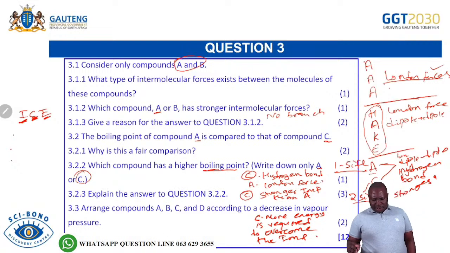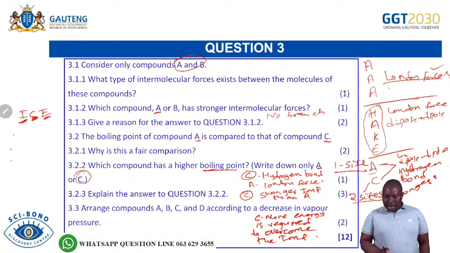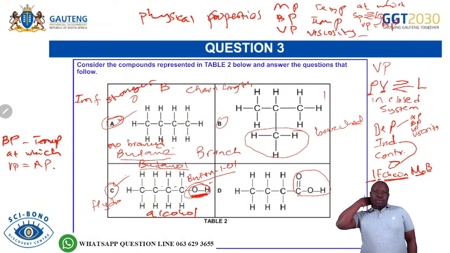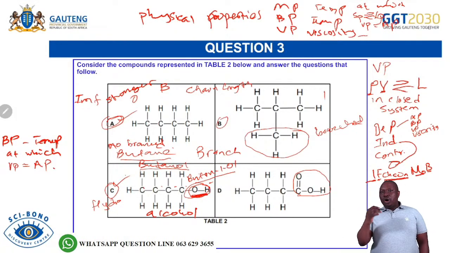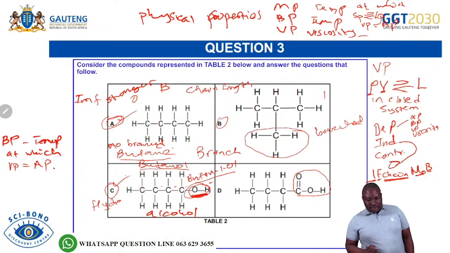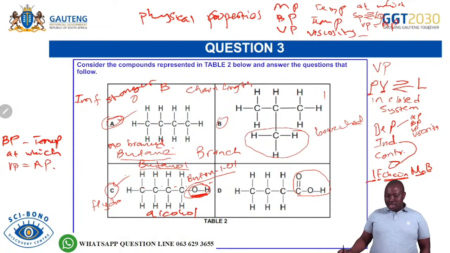Arrange compounds A, B, C, D according to decrease in vapor pressure. It didn't say according to increase. So that is very much important for you to say in a decreasing order. The vapor pressure must be decreasing. So you must start from the highest to the lowest.